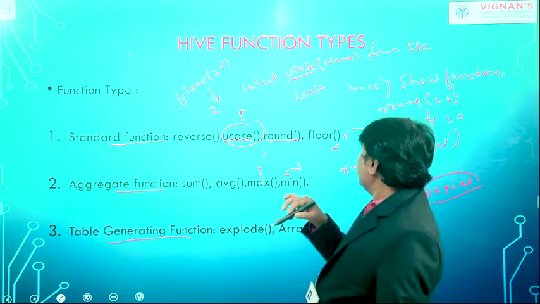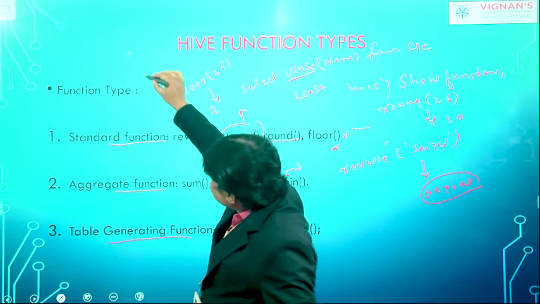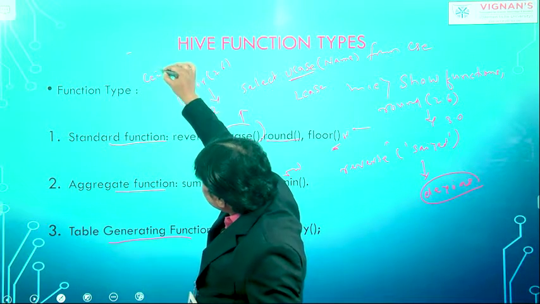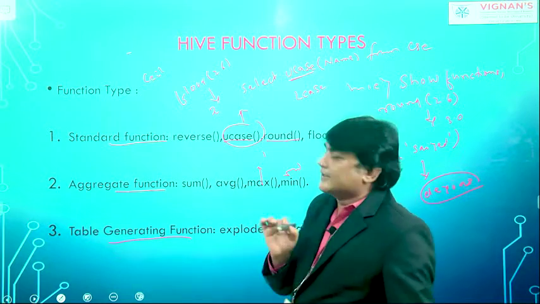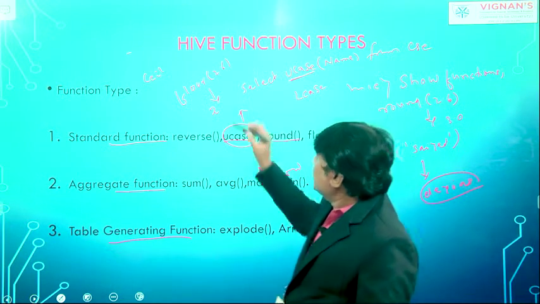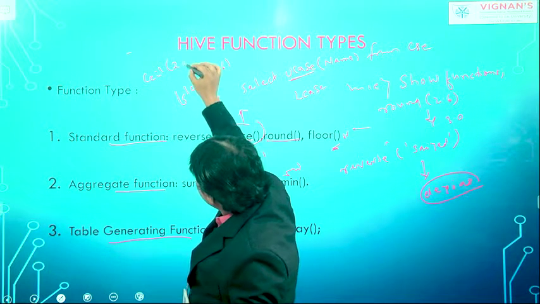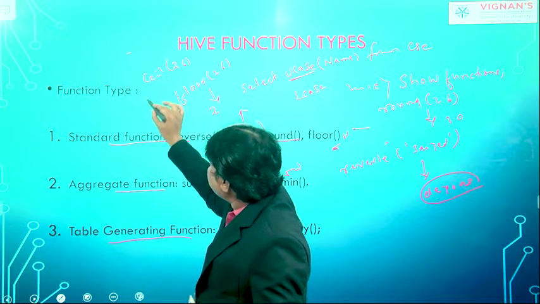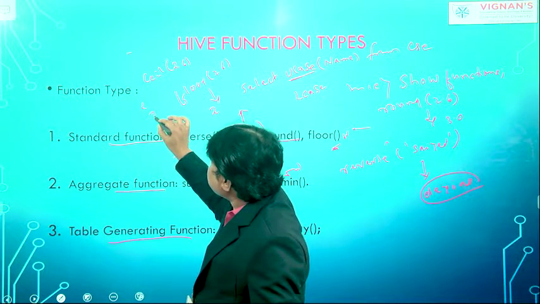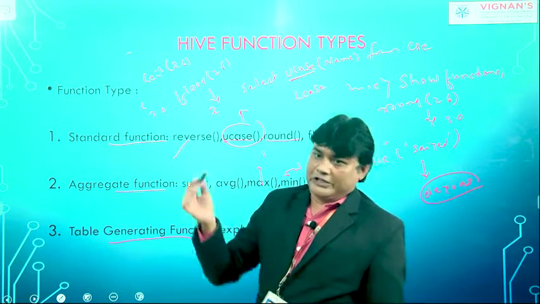Okay, similarly you have another function which is called ceil. What function is it called? The ceil function. The ceil function is also called a standard function. So if I give the same value, ceil 2.6, then what result are you going to get? You are going to get 3. It means ceiling, it's going to increase the value.